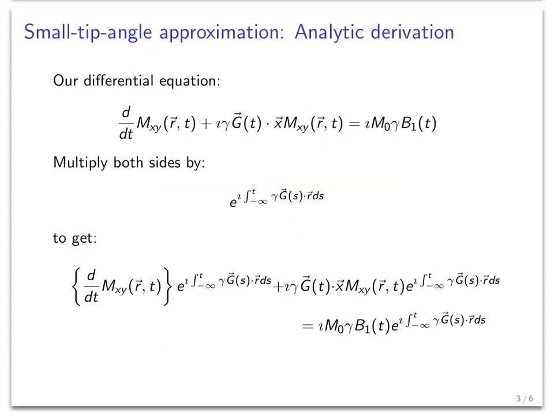Okay, so now we get to the analytic derivation of the small tip angle approximation. Okay, so here's our differential equation again, right, in the complex coordinates that I showed before. So it's d dt of the transverse magnetization plus i gamma g of t dot product with the location, right? Before, sorry, I was calling that r. So I should really make that r. So I'll call that r.